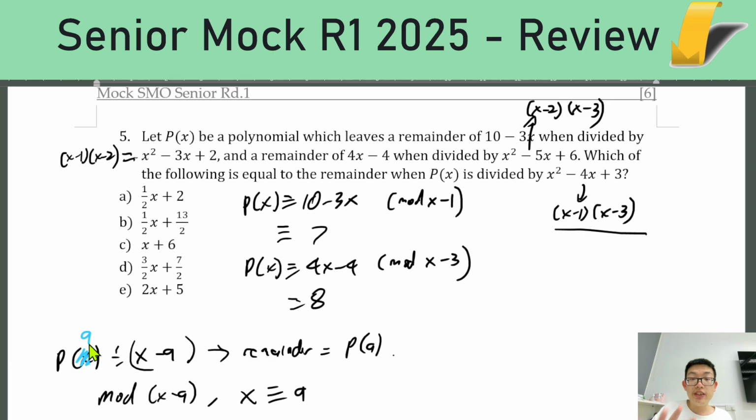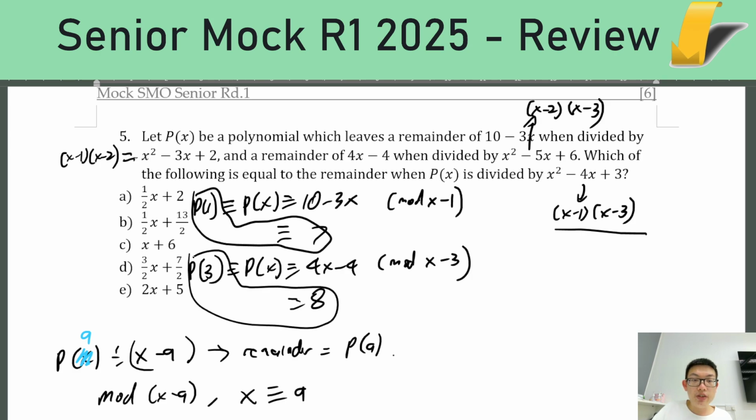Now, certainly if we applied the remainder theorem, the outcome is basically going to be that P(1) is equal to 7, and P(3) is equal to 8. And then you can substitute into these to check which one is correct, and you will see that the correct one is option B.